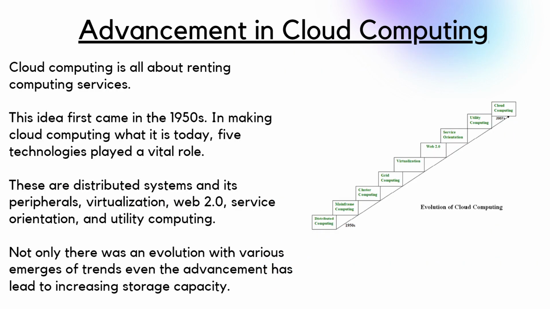Advancement in cloud computing can also be explained in the form of the evolution of cloud computing. Cloud computing is all about renting computing services. The idea first came in the 1950s. In making cloud computing what it is today, five technologies played a vital role. These are distributed systems and its peripherals, virtualization, Web 2.0, service orientation, and utility computing.